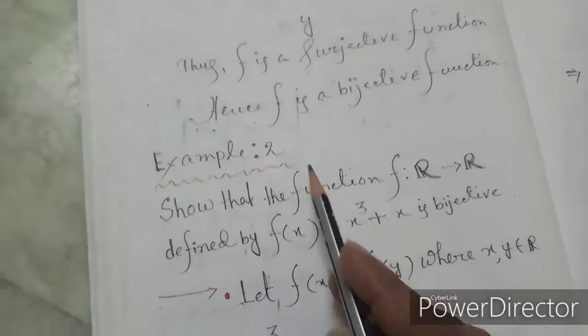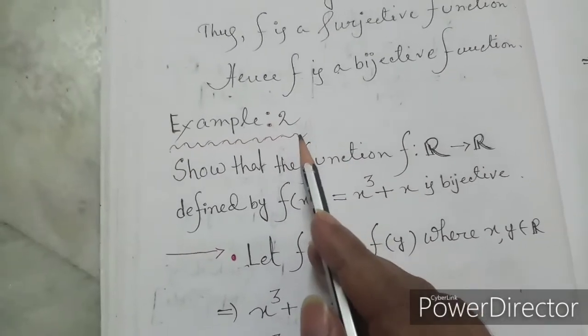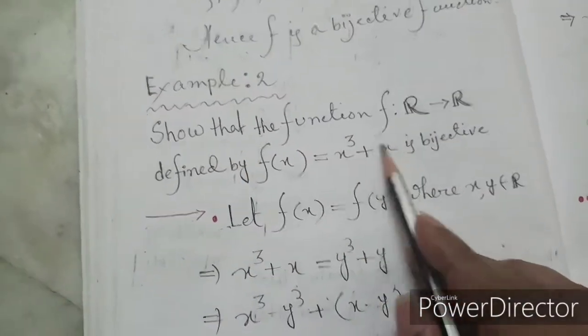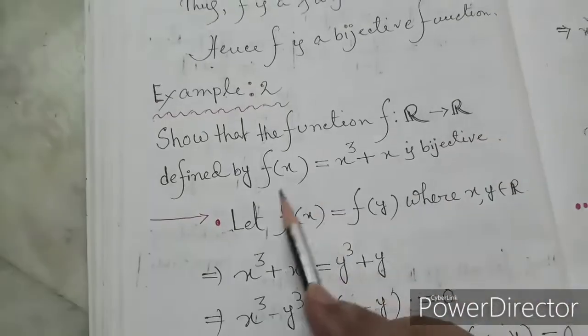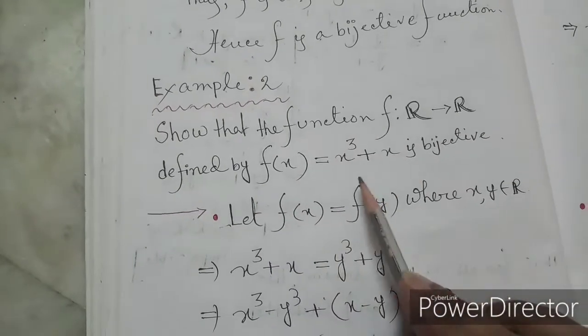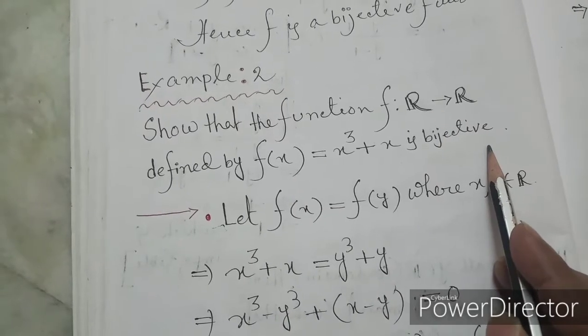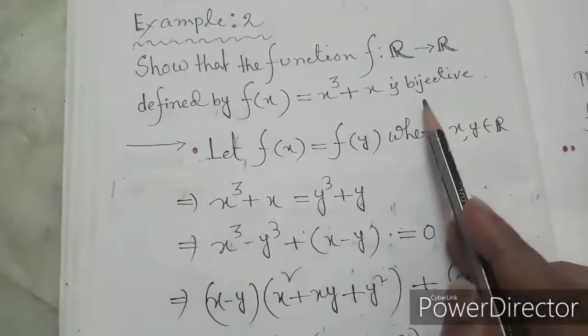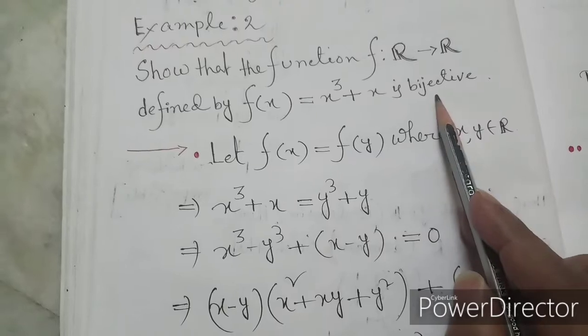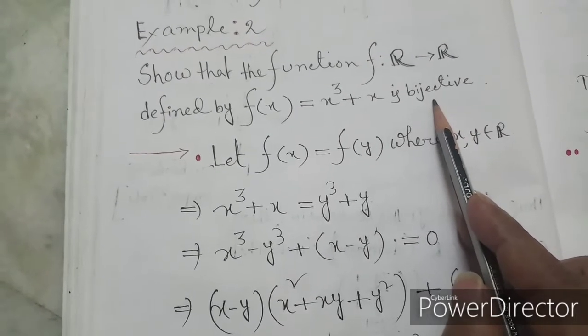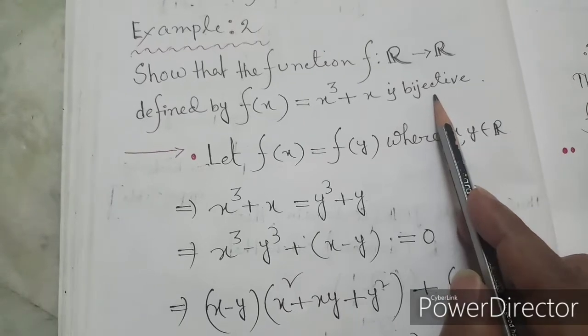This is example number 2, and this is related to bijective function. The problem says: show that the function f from R to R defined by f(x) equals x cube plus x is bijective. How to show it? Bijective means you have to show that f is injective and f is surjective.